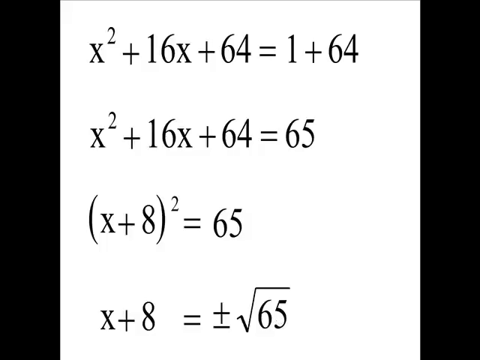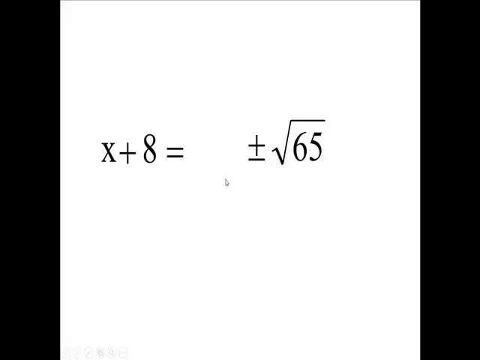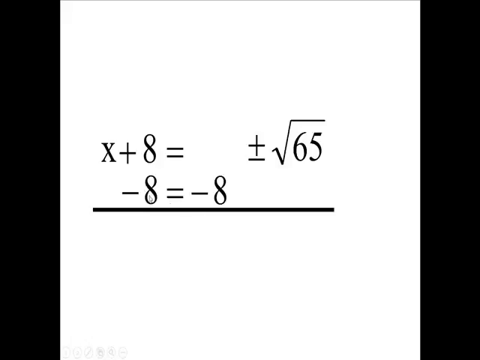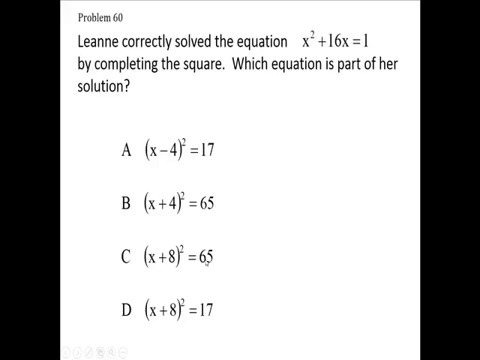And now I can copy that down, give myself a little room to write something here. Subtract the 8 here and here. Both sides, subtract 8. Do the opposite of plus 8 on both sides. Bring down the x, bring down the equals, bring down the negative 8, and this is plus or minus the square root of 65. So now we have solved this equation by completing the square. Of course, our answer was C.